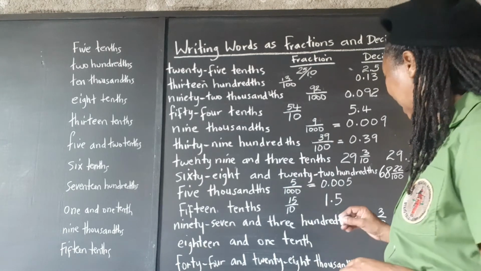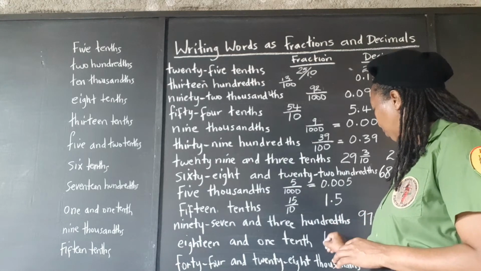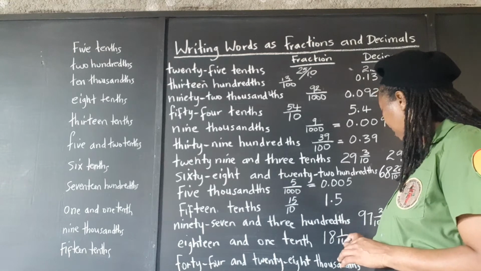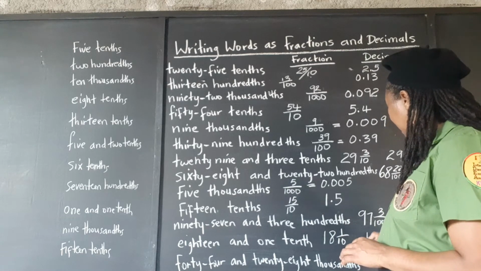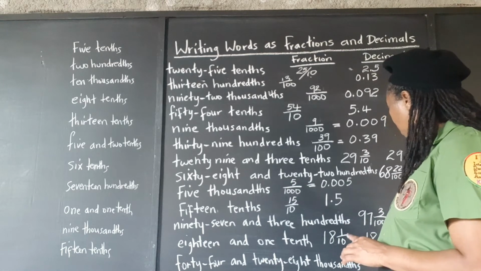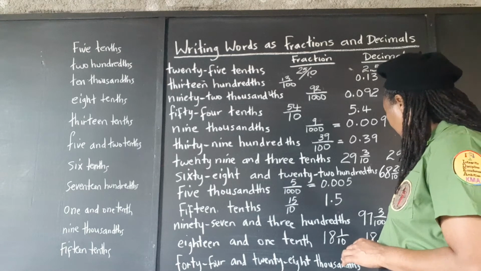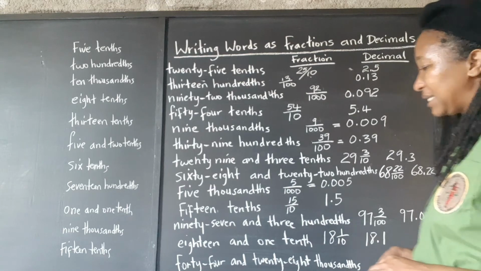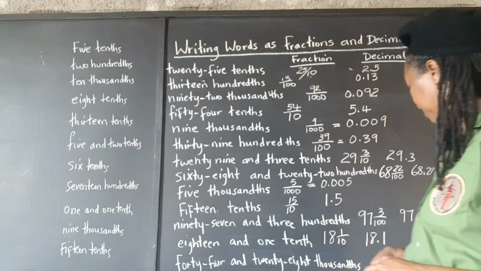97 as a whole number and 3 hundredths. 18 and 1/10. So 18, 1/10. So the 18 is a whole number and 1/10 would be 0.1. 18.1, 18 and 1/10.